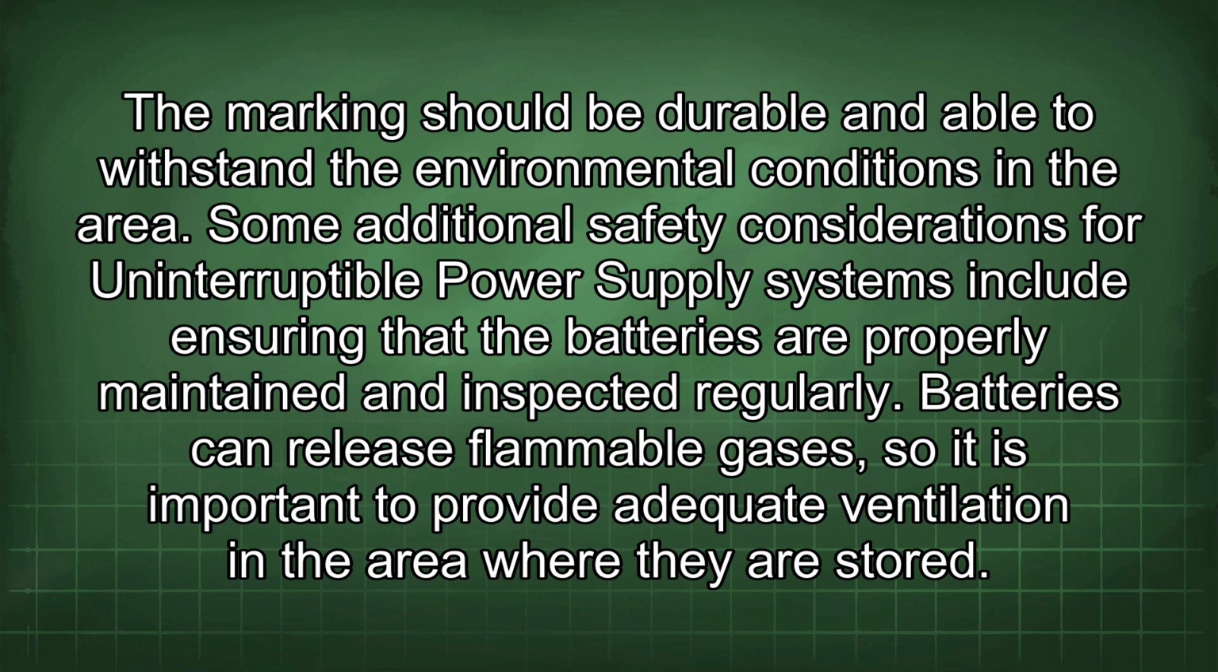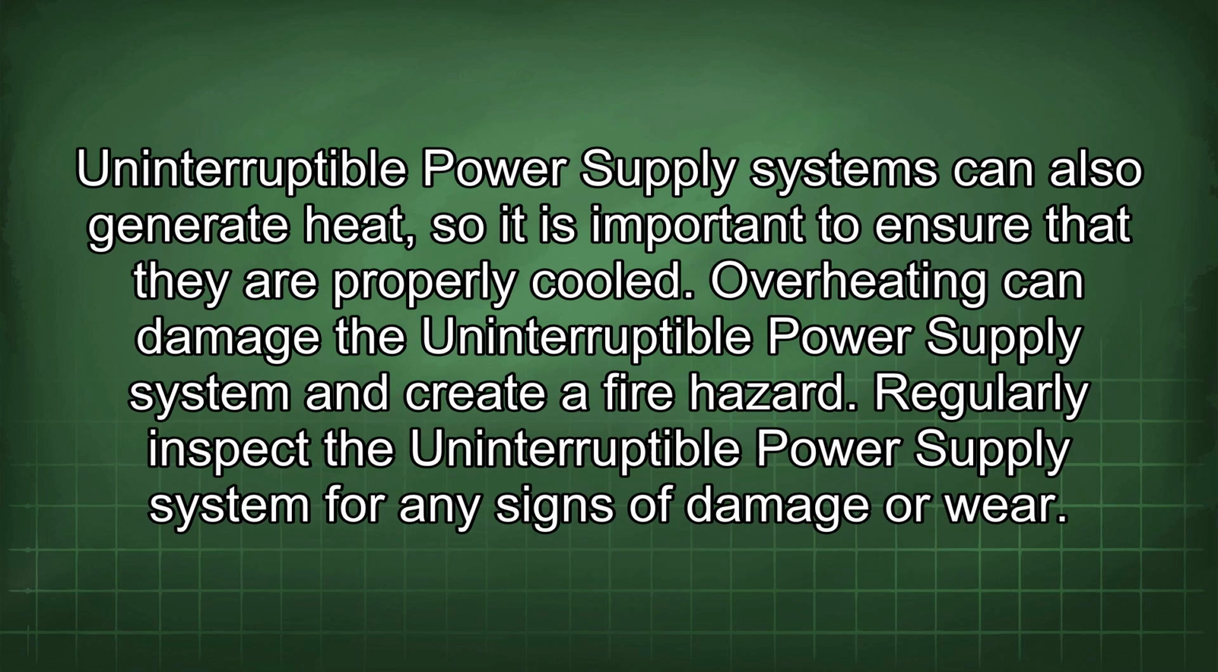Some additional safety considerations for uninterruptible power supply systems include ensuring that the batteries are properly maintained and inspected regularly. Batteries can release flammable gases, so it is important to provide adequate ventilation in the area where they are stored. Uninterruptible power supply systems can also generate heat, so it is important to ensure that they are properly cooled. Overheating can damage the uninterruptible power supply system and create a fire hazard.